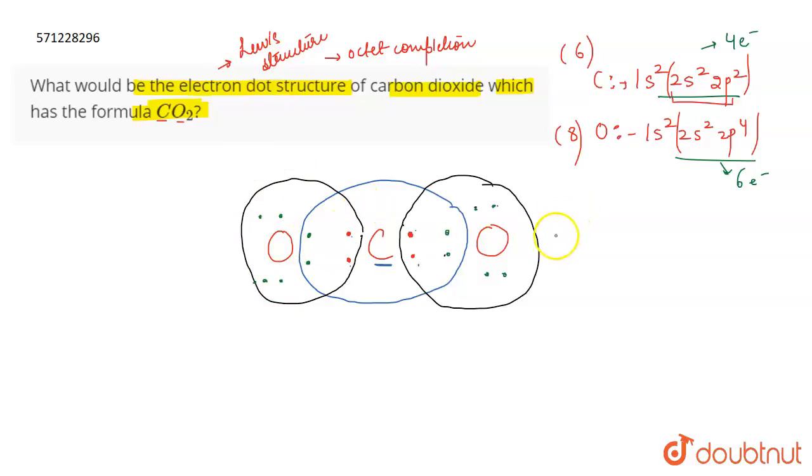So this is the electron dot structure for carbon dioxide, where each atom has its octet complete, and the central atom also has 8 electrons around it. That's all for the question.